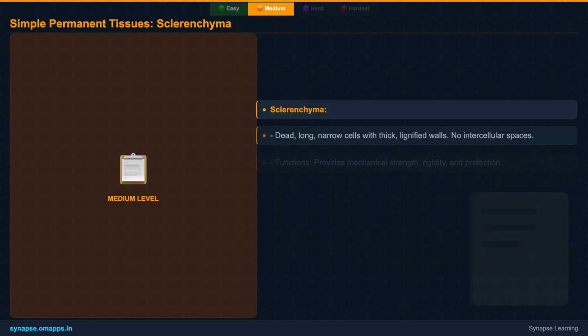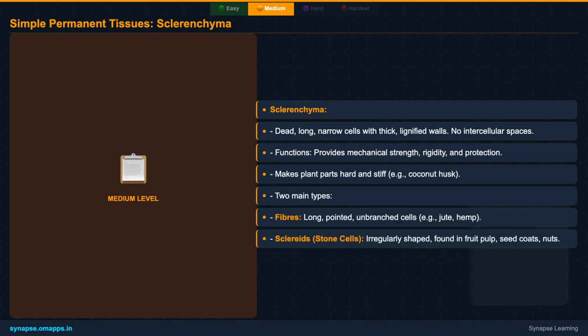Moving on to the plant's strongmen, sclerenchyma. These cells are quite different. They are dead at maturity, long, narrow, and possess remarkably thick, lignified walls. This lignin deposition makes them incredibly hard and rigid, providing the ultimate mechanical strength, rigidity, and protection to the plant. Think of the tough outer husk of a coconut that's largely due to sclerenchyma.